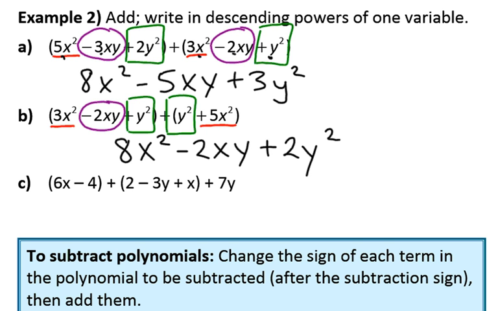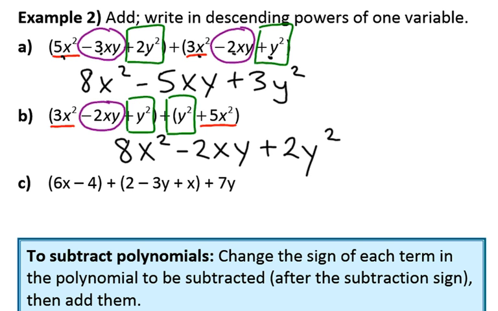Okay, so I just did this all in one step, because you should have done this yourself. I've highlighted my like terms and then combined them. So 3 and 5x squared make 8x squared. The negative 2xy is by itself, so it does not change. And then plus y squared makes plus 2y squared.